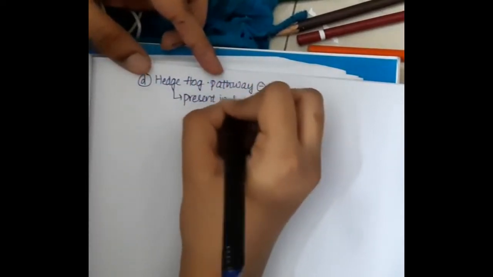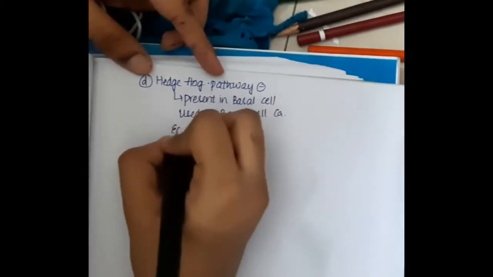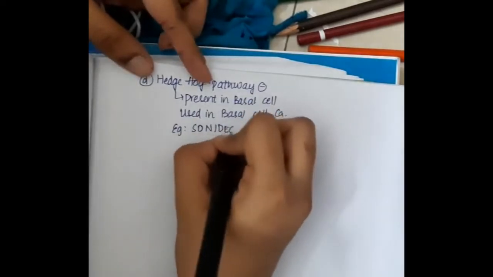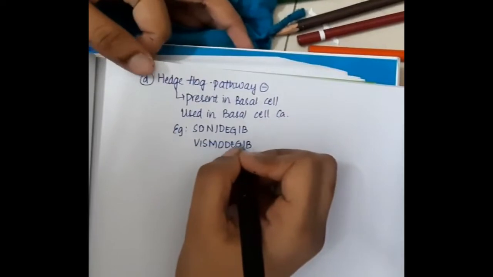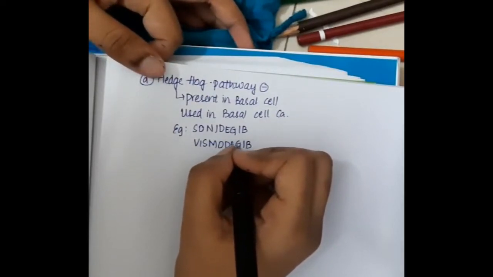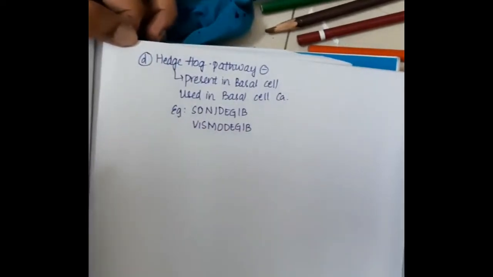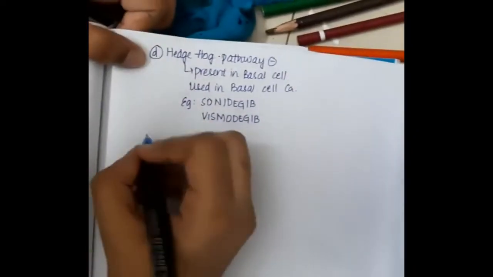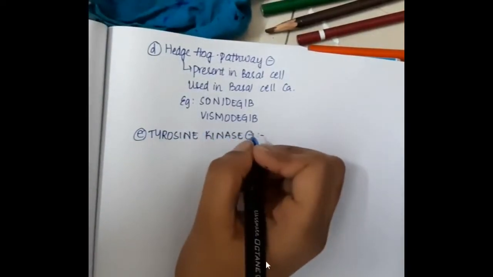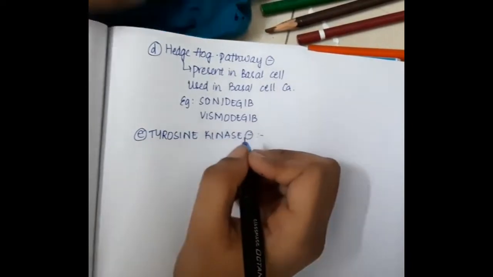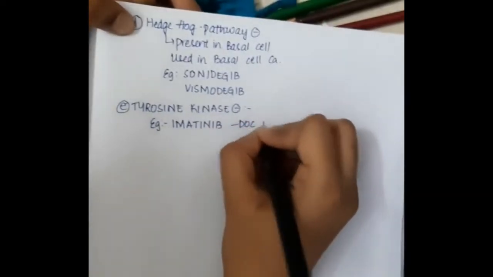These hedgehog pathway inhibitors are present in basal cells and are used in basal cell carcinoma. Examples are sonidegib and vismodegib. Then we have tyrosine kinase inhibitors. An example of tyrosine kinase inhibitors is imatinib mesylate.